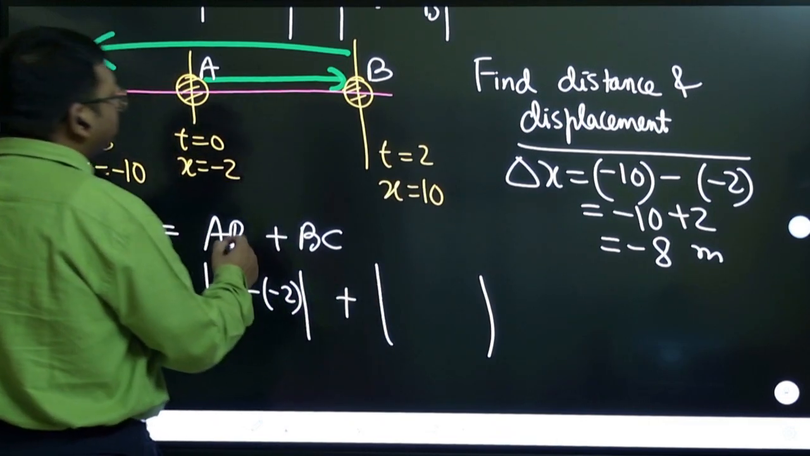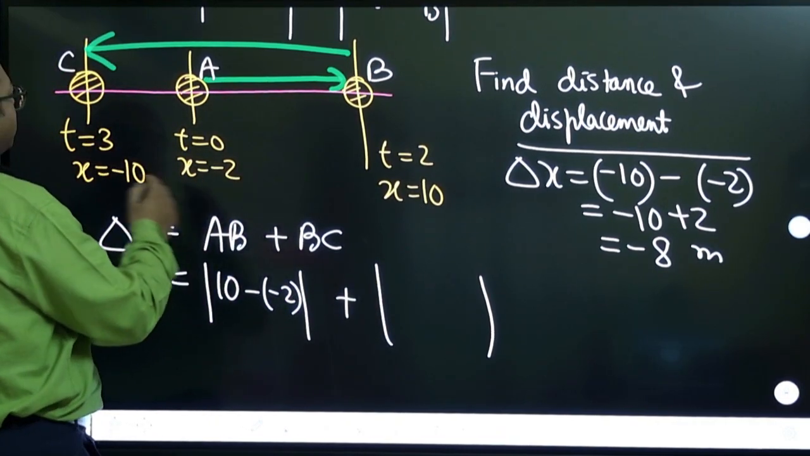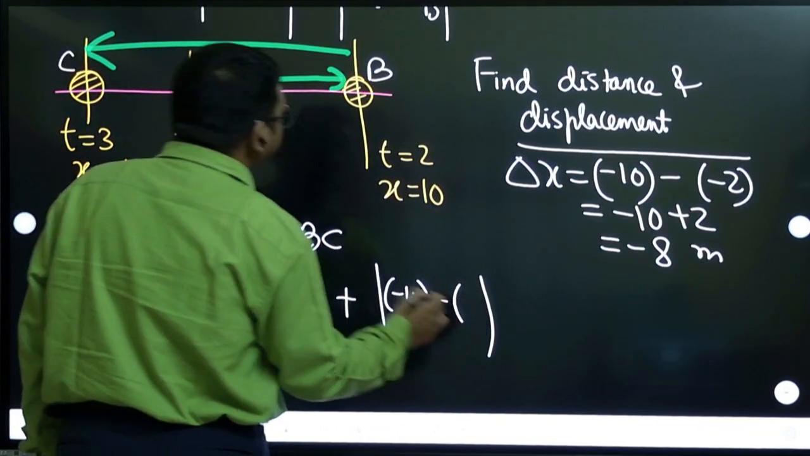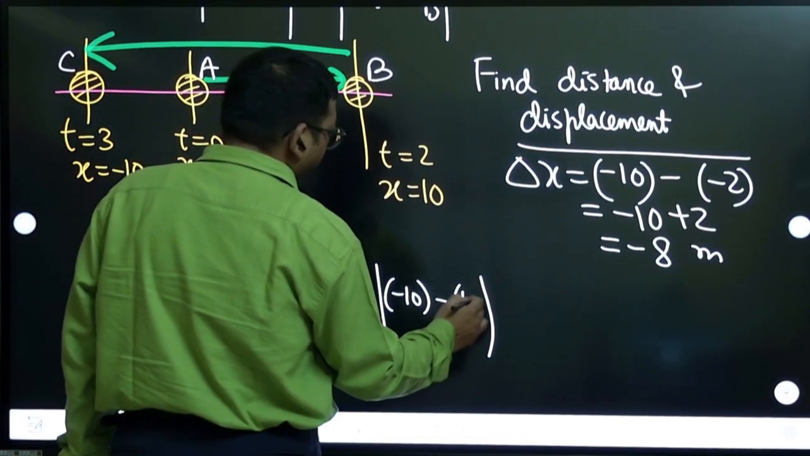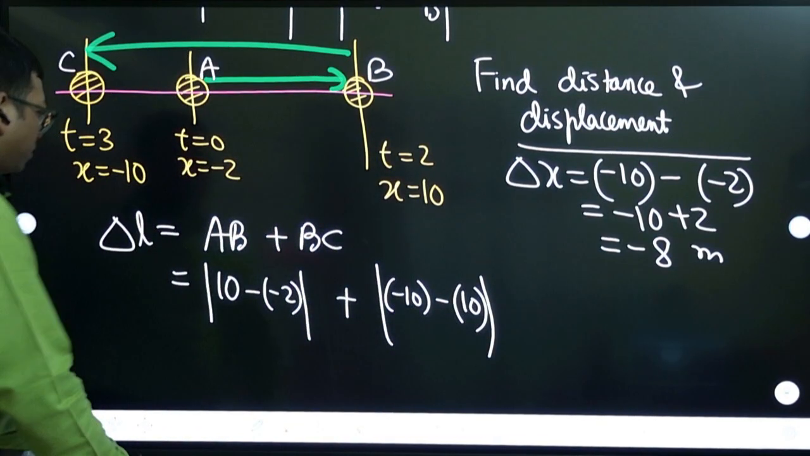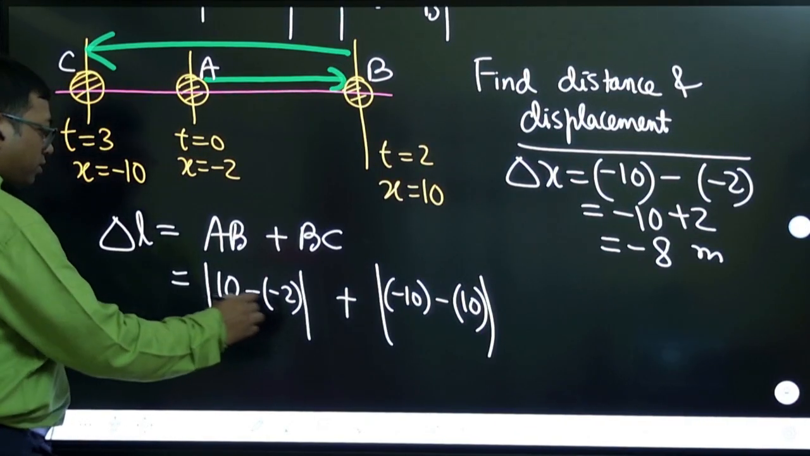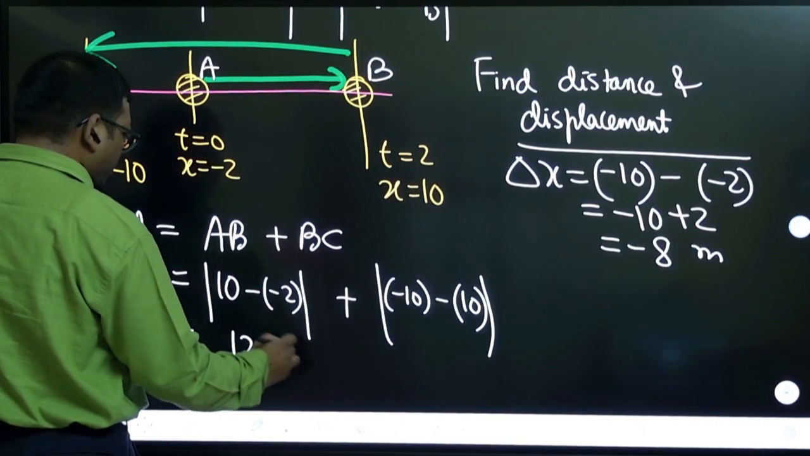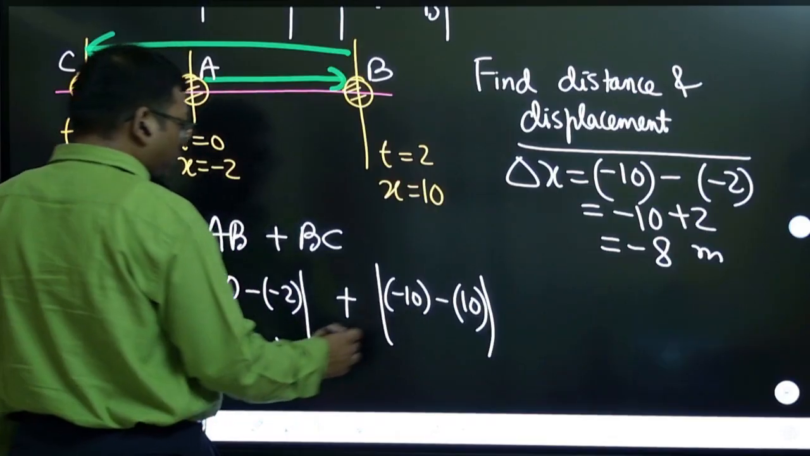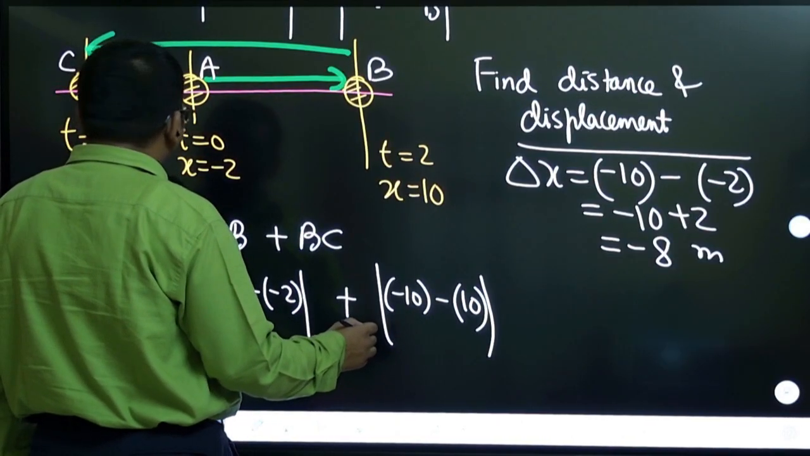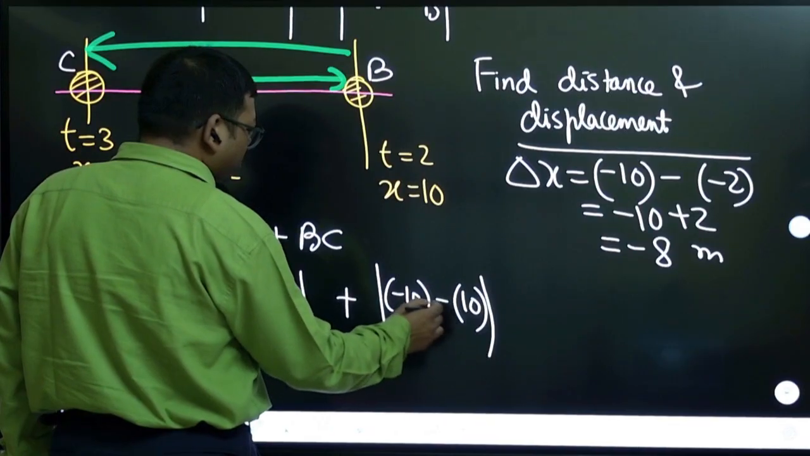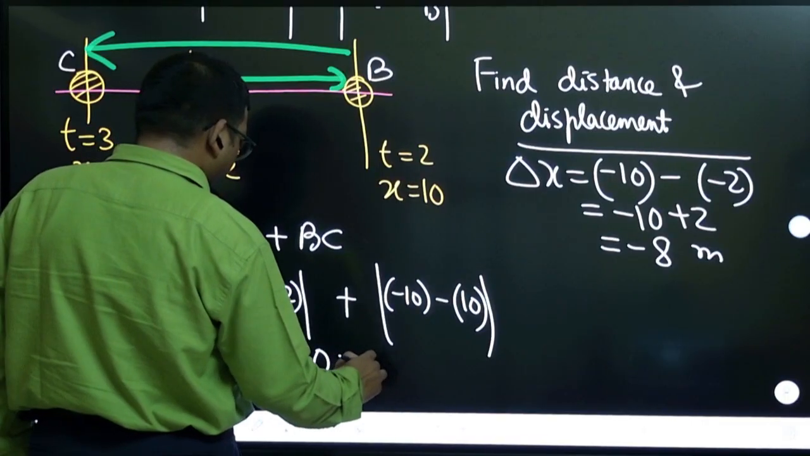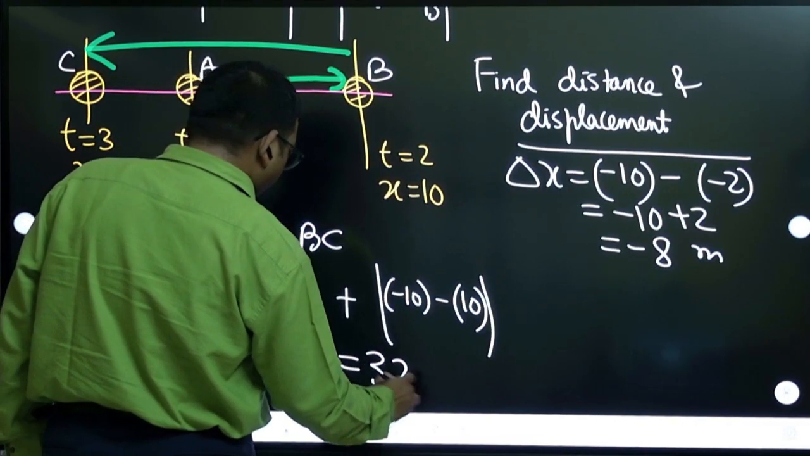And then BC. BC means C minus B. C is minus 10 minus B is 10. Right, so let us calculate this. So this will become 10 plus 2, 12 it will become, plus this becomes minus 20, so magnitude is 20, so that becomes 20, 32. Right, 32 it is becoming.